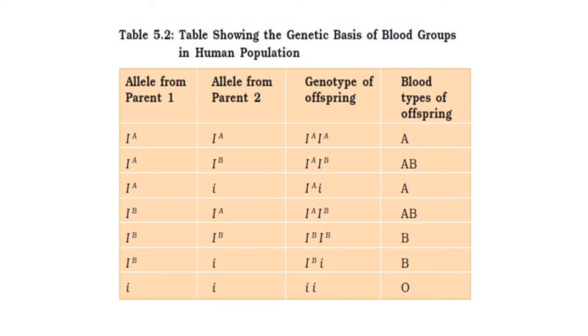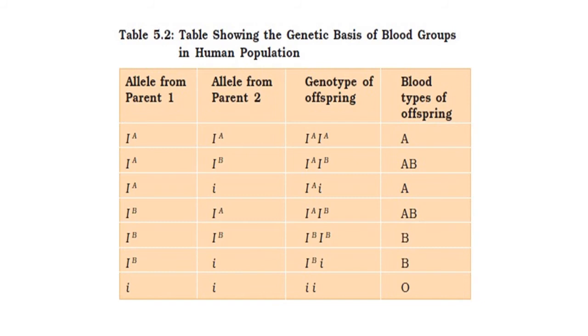This table suggests the genetic basis of blood groups in the human population. In the first example, the allele from parent 1 is capital IA, and from parent 2 it is again capital IA. The genotype of the offspring due to fusion is capital IA, and the blood type of the offspring is obviously A, because both alleles are the same type and show their effect as blood group A.